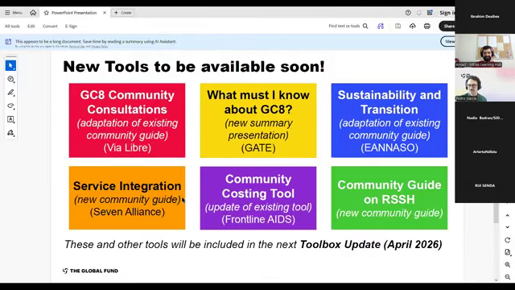And other updates will also be available soon, and will be integrated in the toolbox once it's updated. Anil already made a great presentation around what we call the summary presentation, or summary slides, on what communities must know about GC8. That was led by GATE, in partnership with KP Networks and other global networks. Then there are other key resources coming up around costing, organizing community consultations, service integration, sustainability and transition, and a community guide on RSSH. So this will be in the toolbox update.